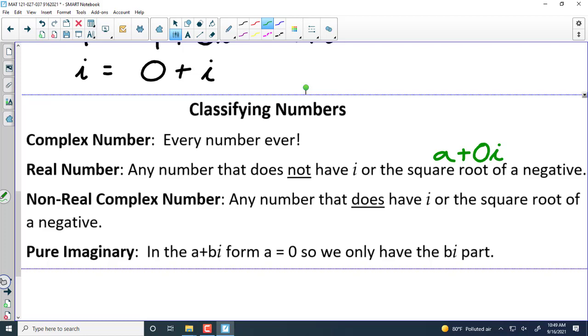A non-real complex number is something like this, where b does not equal 0. So a non-real complex number is just saying it has the imaginary component in it. And pure imaginary means you don't have the part in front. You don't have the a. Now I'm going to show you an example of what I mean by this. I want you to have this in your notes, of course, but I'm going to show you what I mean by this. Classifying numbers.